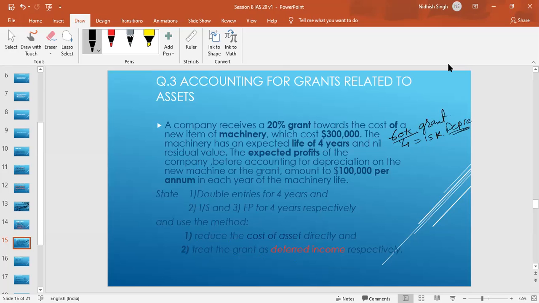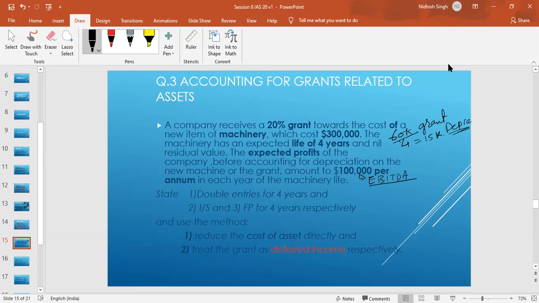Okay. So what is this 100,000 doing? This is EBITDA of the company. Do you know what is EBITDA? Yeah, before income tax, depreciation, amortization. Yeah, before interest, tax, depreciation, and amortization. So 100,000 is that.